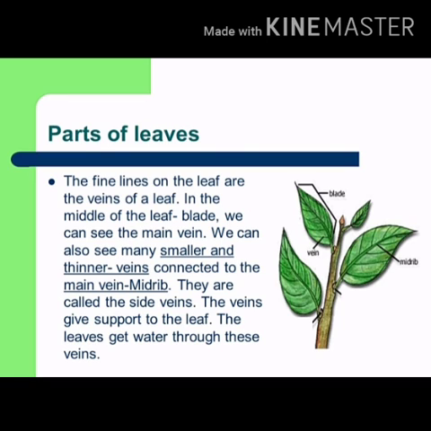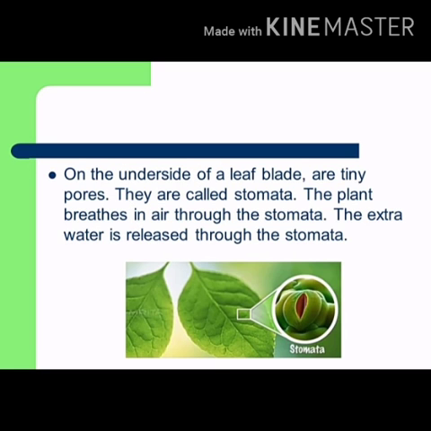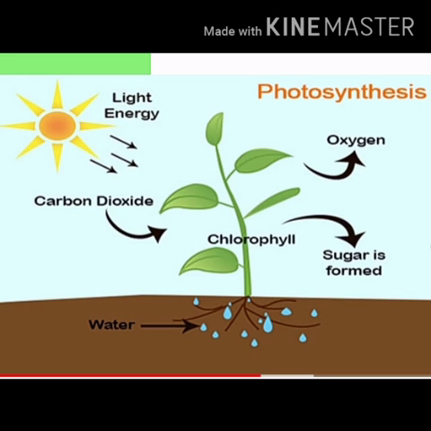Now we will discuss the parts of the leaf. The flat part of the leaf is called the leaf blade. In the middle of the leaf blade is a thin tube running from the stem to the tip of the leaf. This is called the main vein. From this main vein, smaller tubes run, which are called side veins. And you can see the stomata. The lower side is rough and lighter in color. The upper side is smooth and darker in color.